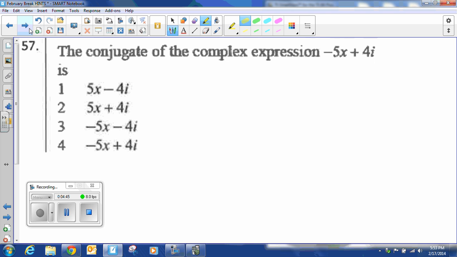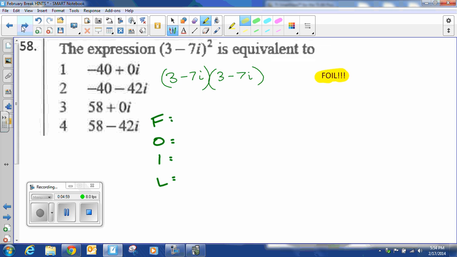Number 57, the conjugate of the complex expression, negative 5x plus 4i, is what? Now remember, the conjugate is simply changing the sign of the second term. So that's pretty easy.